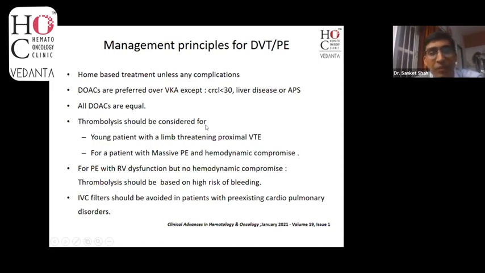Thrombolysis should be considered for a young patient who has a proximal limb DVT that can lead to limb threat. In this case, you should do thrombolysis. For a patient with massive PE and hemodynamic compromise, you should do thrombolysis, ideally IV thrombolysis. If it is contraindicated or there is some reason against IV, then you can go with mechanical thrombectomy. For PE with RV dysfunction but no hemodynamic compromise, you can just go with anticoagulation.